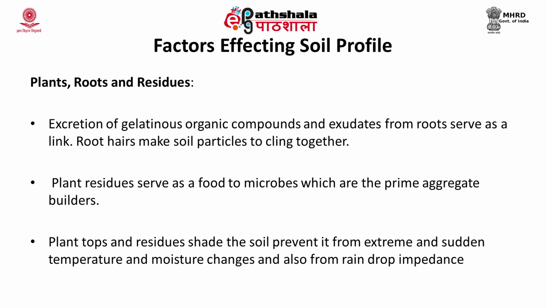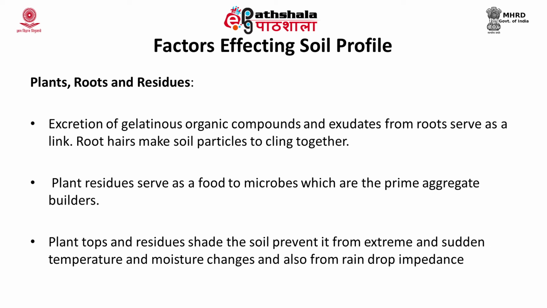Plant roots and residues. These are also other factors affecting the soil structure. Excretion of gelatinous organic compounds and exudates from roots serves as a link. Root hairs make soil materials cling together. Grass and cereal roots and pressure exerted by the roots also hold the particles together. Dehydration of the soil strains the soil due to shrinkage, resulting in cracks that lead to aggregation.